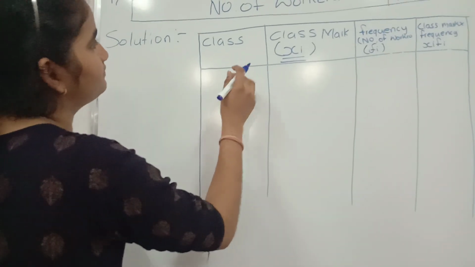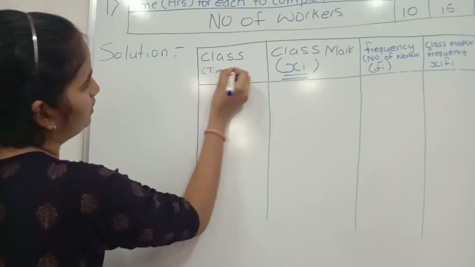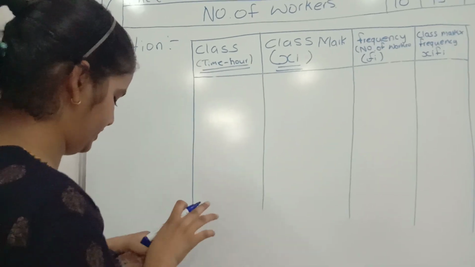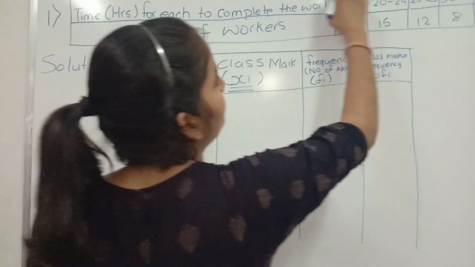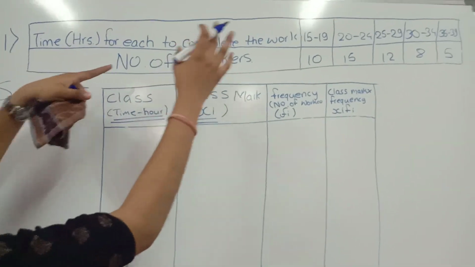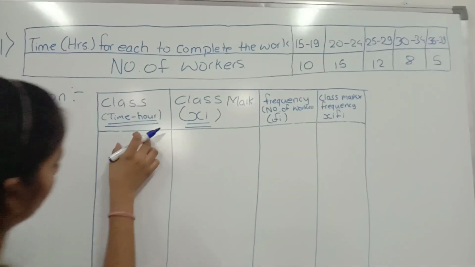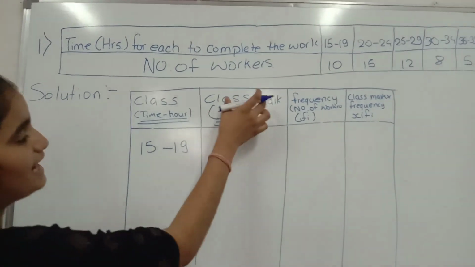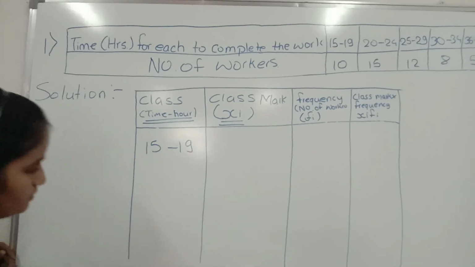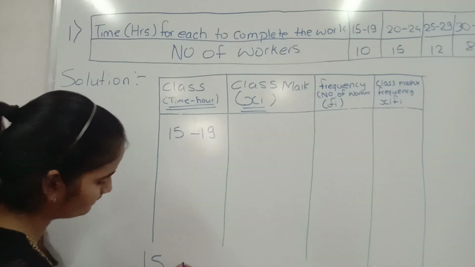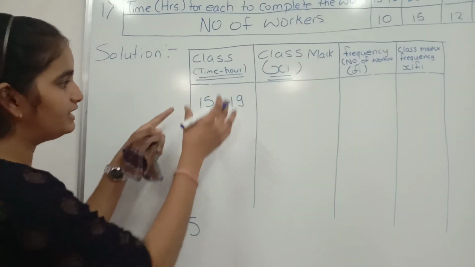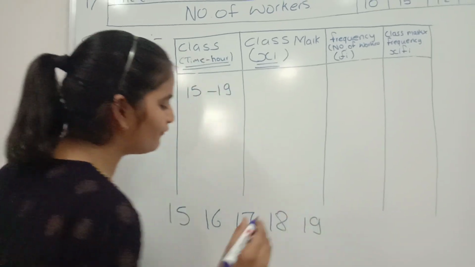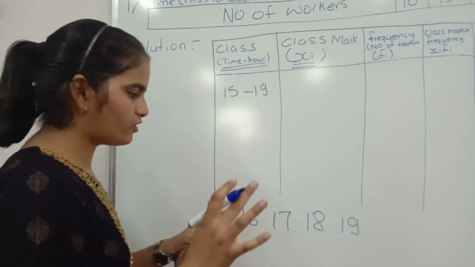Class means time or hour, the time in hours for each to complete the work. So we are going to take all these numbers in the first box. The first class is 15 to 19. Now, class mark: what will come here? We have to take the number that lies between 15 and 19. The numbers are 15, 16, 17, 18, 19. Now what do you suppose will come? Just focus on which one is the middle number.